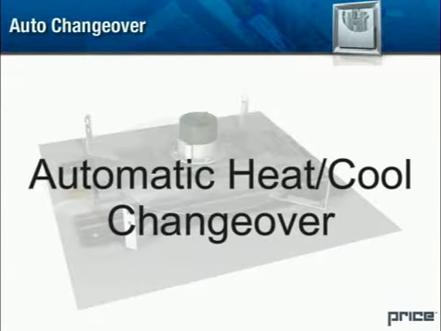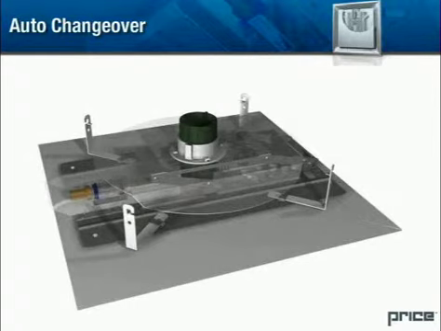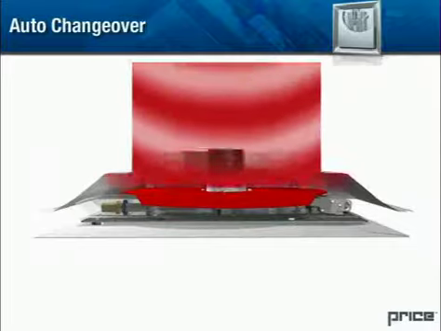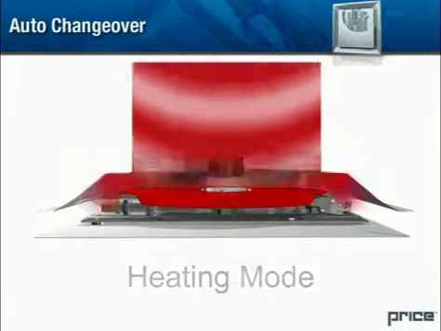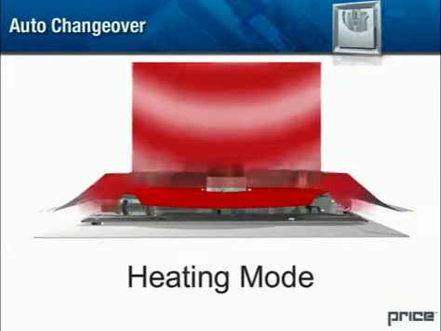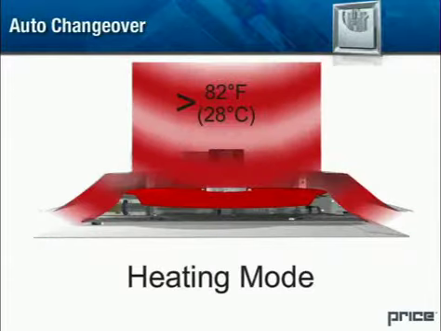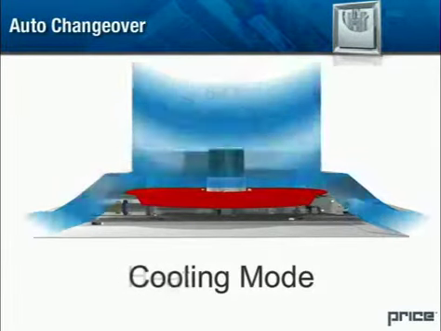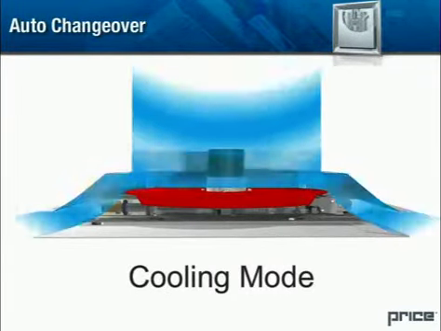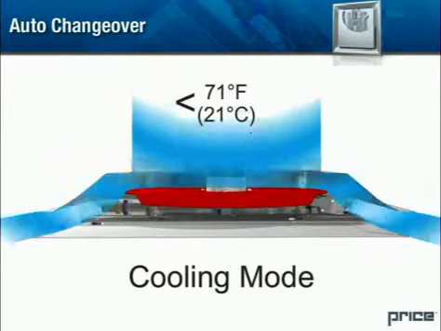Automatic heat-cool changeover. Price VAV diffuser models that offer both VAV heating and VAV cooling are equipped with an automatic heat-cool changeover device. This device senses the diffuser's inlet air temperature, activating the heating mode if the supply air temperature is above 82 degrees Fahrenheit or 28 degrees Celsius, and activating the cooling mode if the temperature is below 71 degrees Fahrenheit or 21 degrees Celsius.